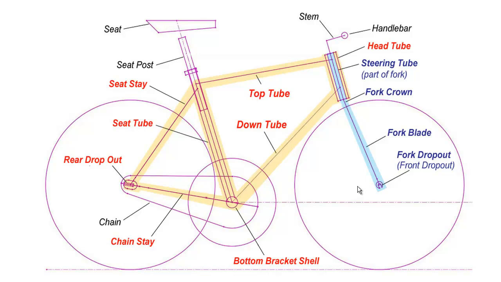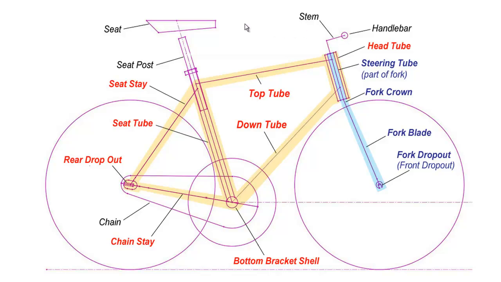At the front of the bike is the fork. At the bottom of the fork is the fork or front dropout, which is a slot through which the front axle passes. Rising from the dropout is the fork blade, and the blades on the left and right side of the bike meet at the top, which is known as the fork crown. Emanating from the fork crown is a tube which passes through the head tube of the bike frame. It is this steering tube that the handlebar attaches to via the stem.